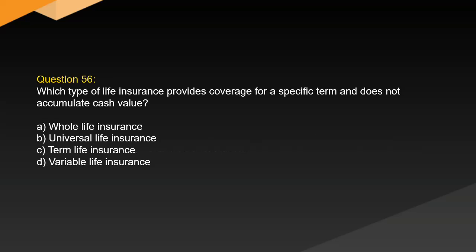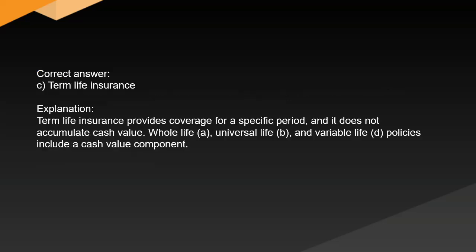Question 56. Which type of life insurance provides coverage for a specific term and does not accumulate cash value? A. Whole life insurance. B. Universal life insurance. C. Term life insurance. D. Variable life insurance. Correct answer. C. Term life insurance.